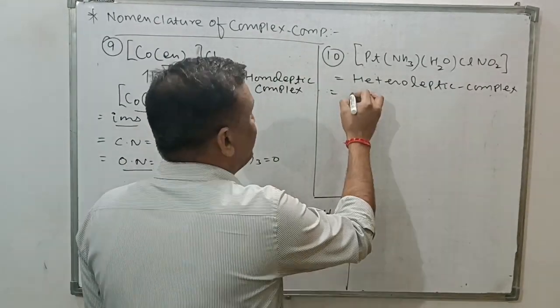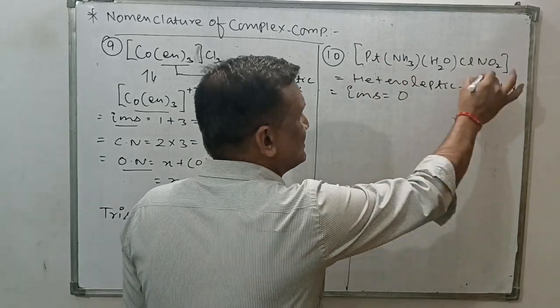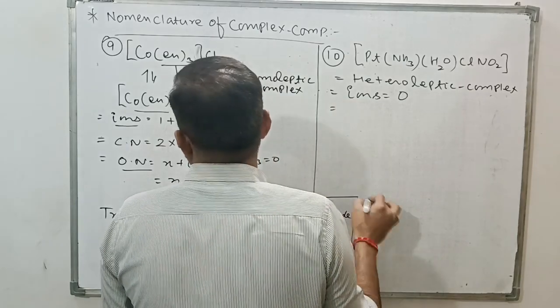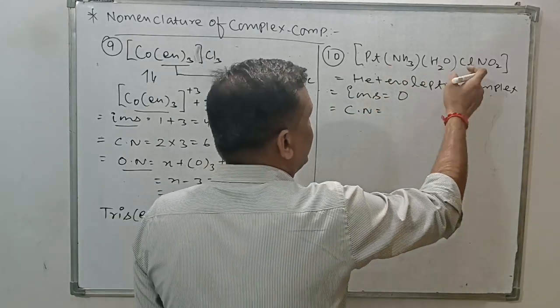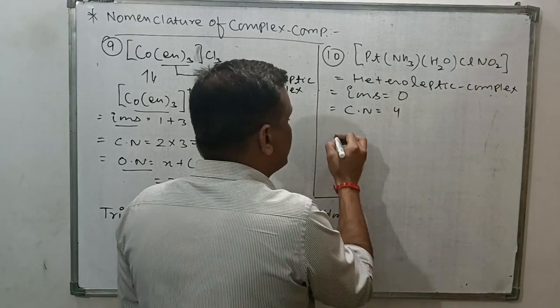Next is the number of ions. There are no ions, 0, because it's a neutral compound. There is no cation and no anion. Further, the coordination number: this is mono 1, mono 1, mono 1, mono 1, so 1 plus 1 plus 1 plus 1 is equal to 4.